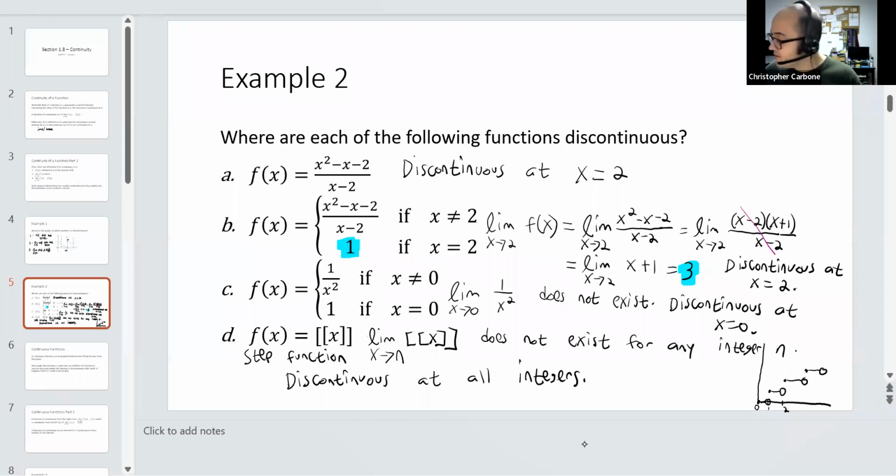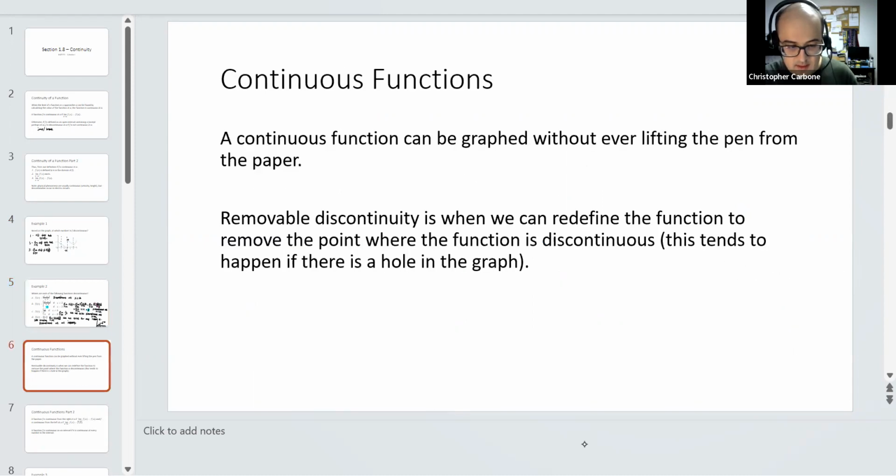In this particular case, with that being said, these continuous functions, right? We kind of been saying it a little bit, but a continuous function can be graphed without ever lifting the pen from the paper. It would just be a continuous function if we just had something like that. Despite whatever equation that is, that's continuous, right? I didn't have to lift my pen from drawing out that particular function.